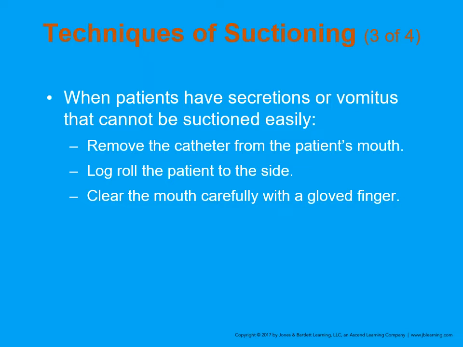Sometimes a patient may have secretions or vomitus that cannot be suctioned quickly or easily, and some units cannot remove objects such as teeth, foreign bodies, and food. In these cases, you're going to remove the catheter from the patient's mouth. You're going to log roll the patient on the side. You're going to clear the mouth carefully with a gloved finger.